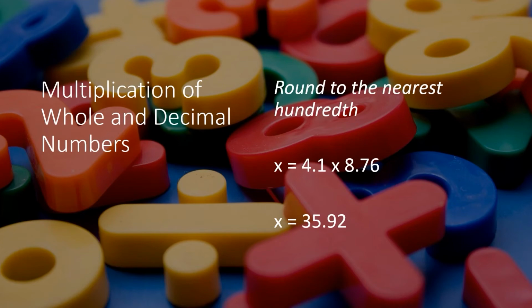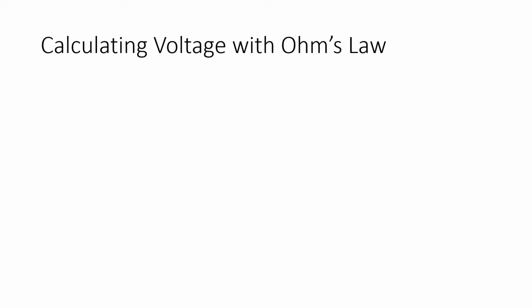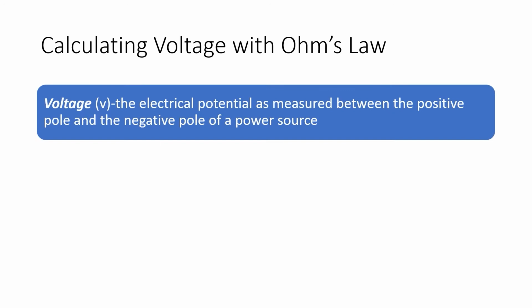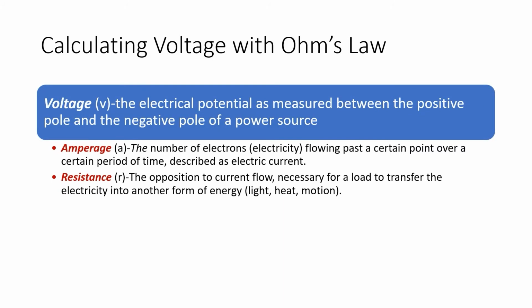This lesson is focused on using multiplication to calculate voltage. Voltage, as we've learned before, is the electrical potential as measured between the positive pole and negative pole of a power source. Voltage is related to amperage, which is the number of electrons or electricity flowing past a certain point over a certain period of time. It's also related to resistance, which is the opposition to current flow.